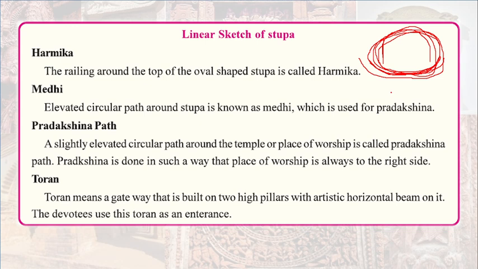Toran, or we can say entry gate. From where we get the entry, this entry gate is called Toran. It has two high pillars with an artistic horizontal beam on it, and the devotees use this Toran as an entrance. You have to enter from this Toran, then you will find the Medhi. After the Medhi, you have the pradakshina path, and after that you can enter into the stupa. So these are the things about the stupa.